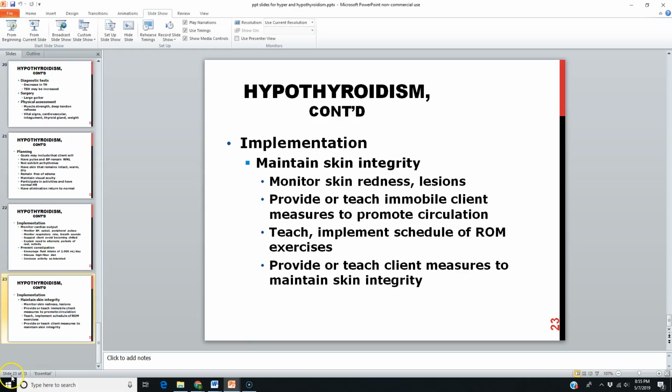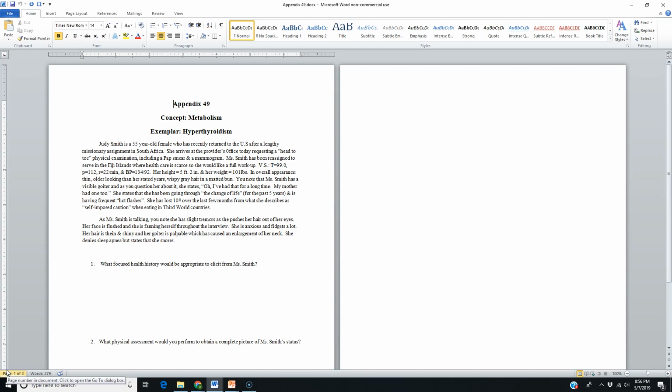a review of hyperthyroidism and hypothyroidism. When thinking about hyper- and hypothyroidism, these are very serious endocrine disorders. And as you can see from the PowerPoint, they affect every system, with the hyper as well as the hypo.